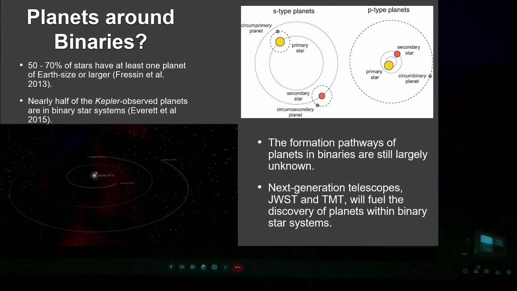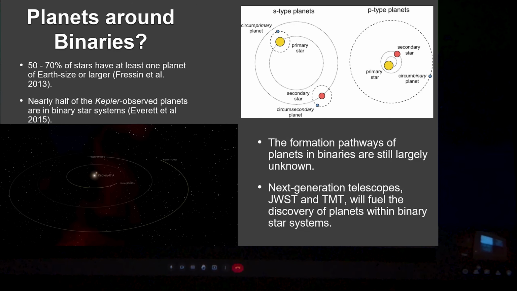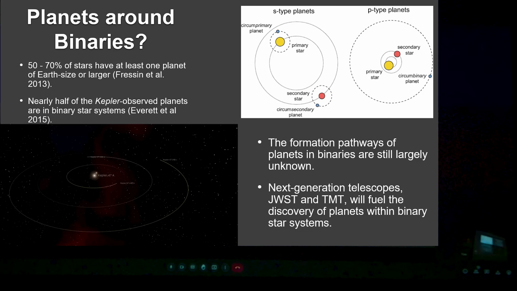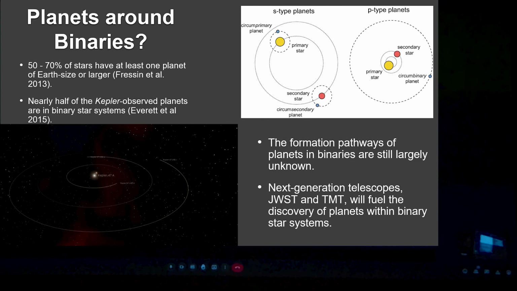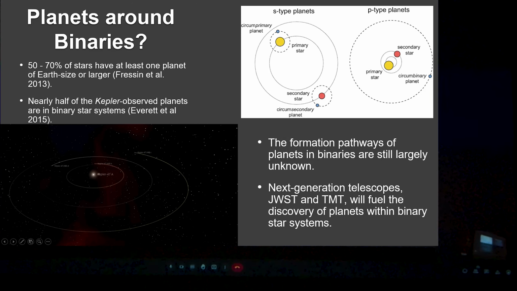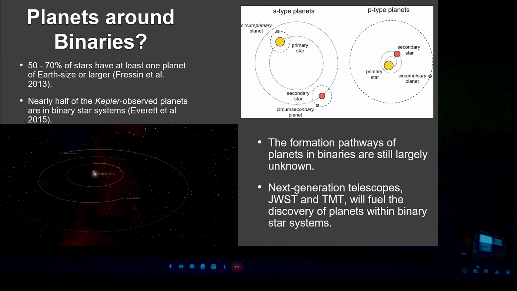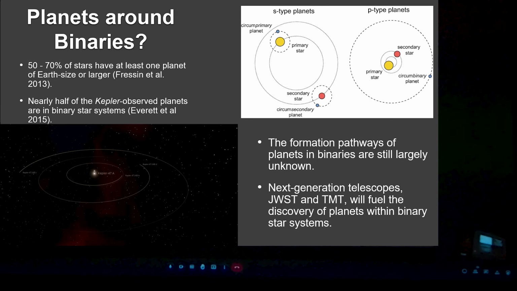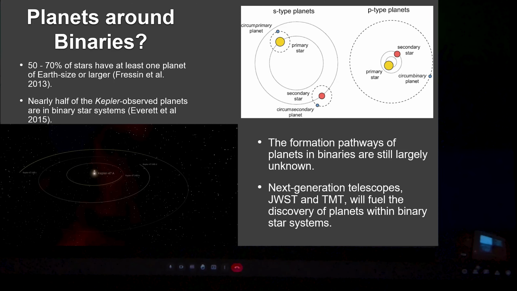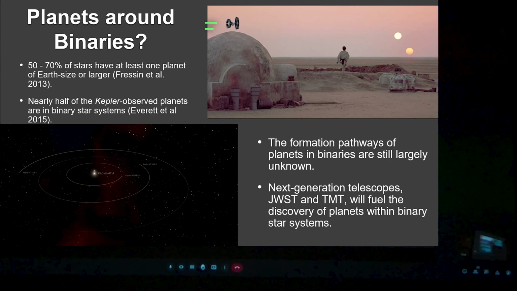And when we look at these planets around binaries, the formation pathways are still largely unknown. And so that's kind of what my work is, studying these gas disks, kind of hinting on how planets form in such systems. And these next generation telescopes, such as James Webb and the Thirty Meter Telescope, will surely fuel the discovery of planets within binaries. And so I just will note that if you're a fan of Star Wars, there's Luke on Tatooine that has two stars. And so again, we know about 20 or so of these Tatooine planets that exist.